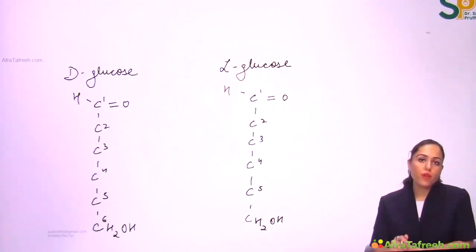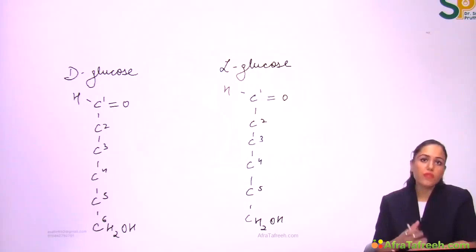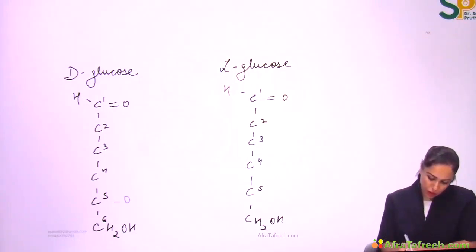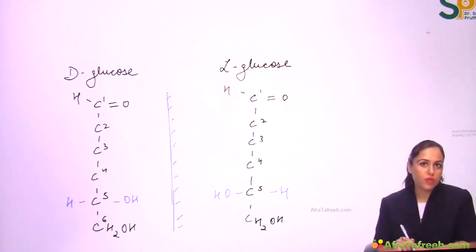Now let's see the example of D-glucose and L-glucose. In D-glucose and L-glucose, the second last carbon is C5. So at C5, if OH is on the right hand side, it is D-glucose. At C5, if OH is on the left hand side, it is L-glucose. And they are mirror images of each other.